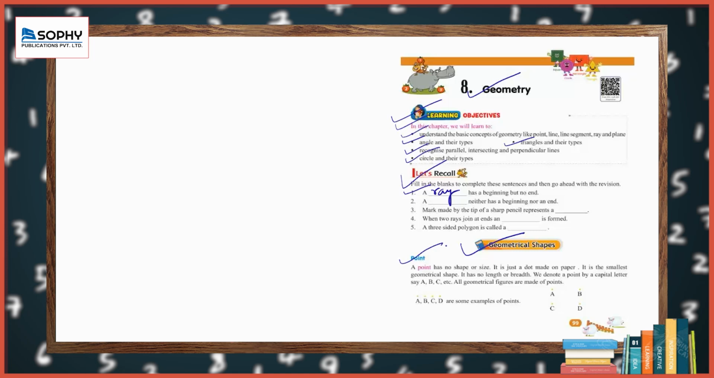First is a point. A point has no shape or size. It is just a dot made on paper. It is the smallest geometrical shape. It has no length or breadth. We denote it by a capital letter, say A, B, C, etc. So all the geometrical figures are made up of points. So A, B, C, D are some examples of points here.